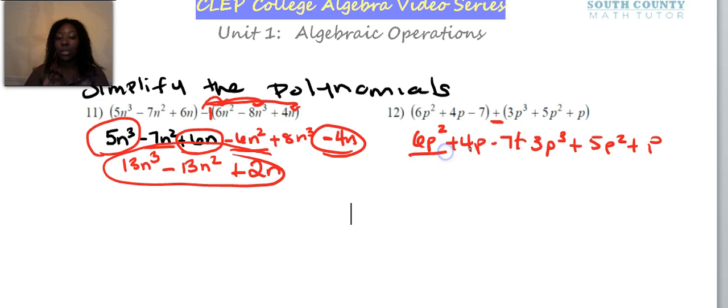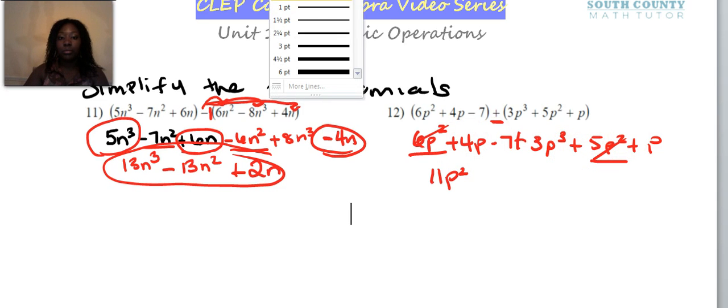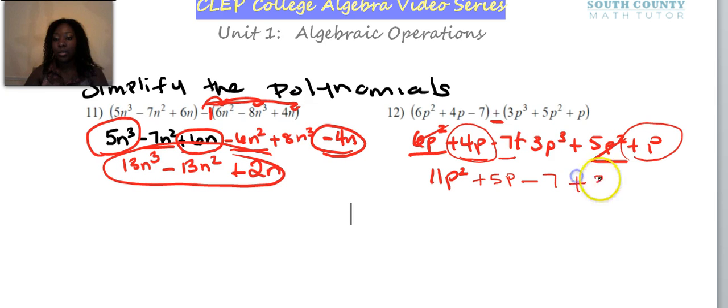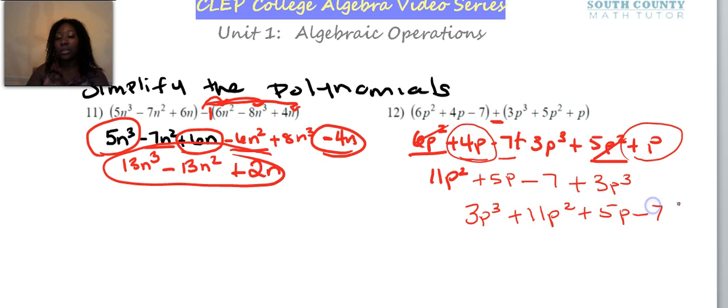Combine like terms. 6p squared and 5p squared will give you 11p squared. I'm done with that. 4p and positive p together, that's going to give me plus 5p. Negative 7 is by itself, and plus 3p cubed is also by itself. Now I'm going to arrange it in order because it just looks better. So 3p cubed plus 11p squared plus 5p minus 7.